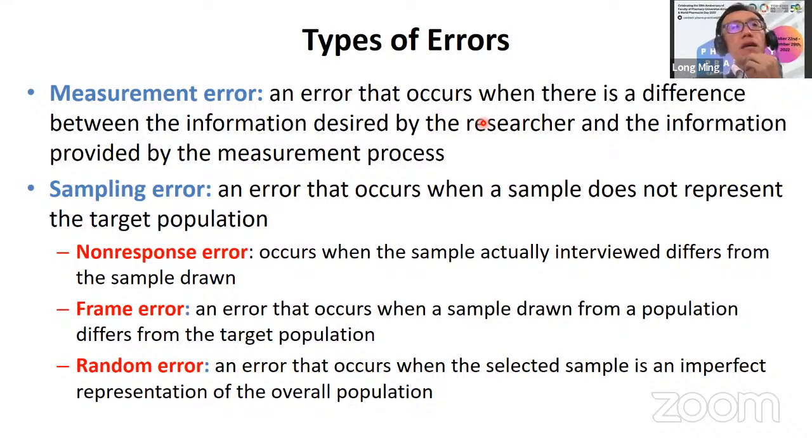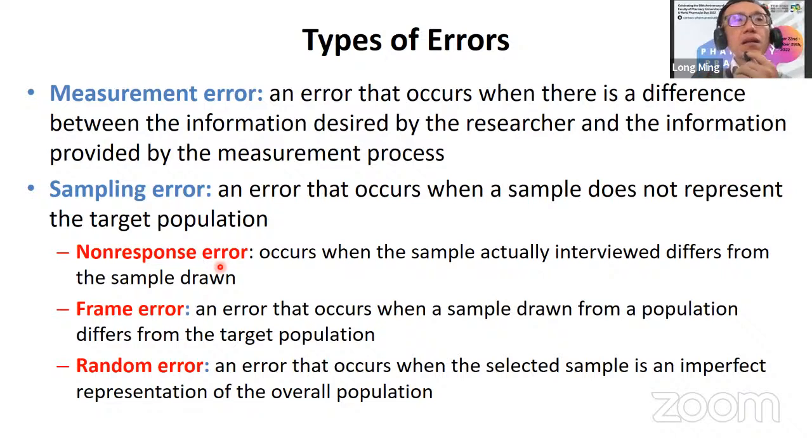First, non-response error. For example, you want to do a survey to understand the perceptions of patients with depression, but patients with depression tend not to go out or tend not to answer your questionnaire. So this is the non-response error. Frame errors: for example, you want to study the behavior of students in UNER, but in the group there are some students from other universities.